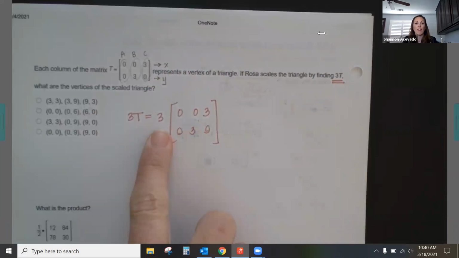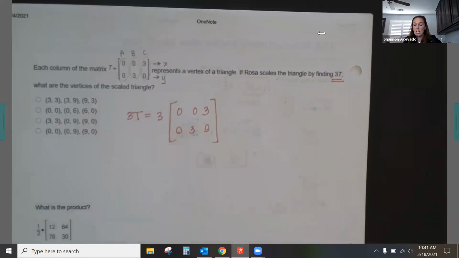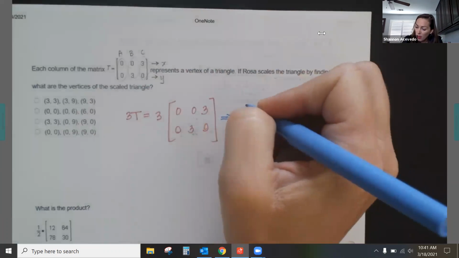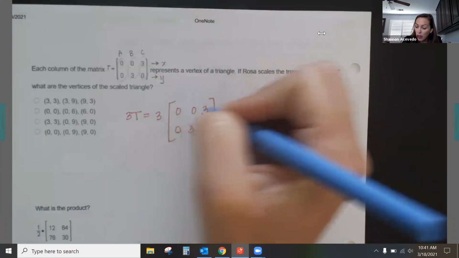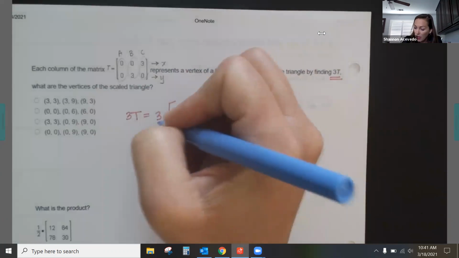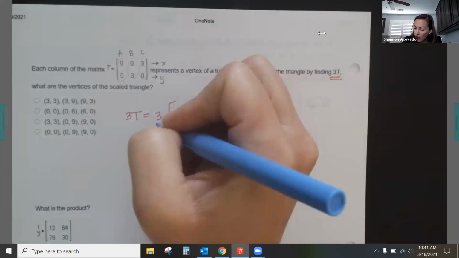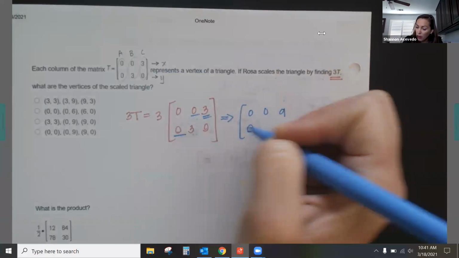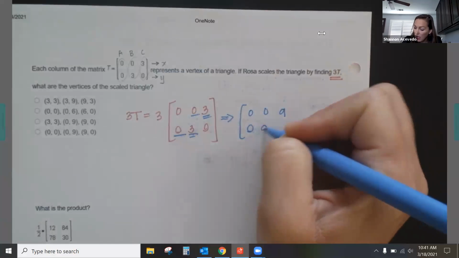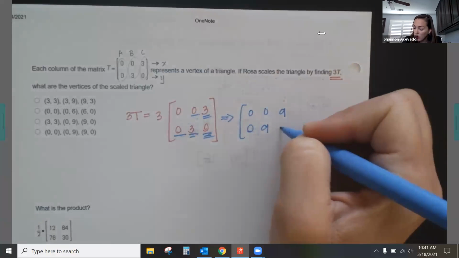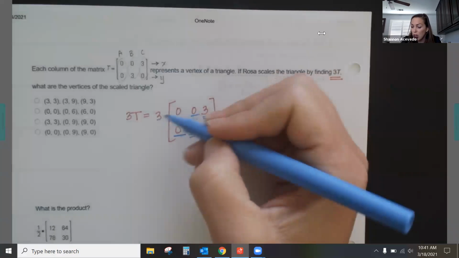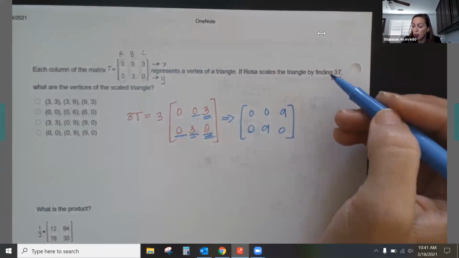And then all we need to do is multiply that to each and every term. Remember, if it's out in front, it's almost like a coefficient. It goes to each one of them, every element inside. So it's going to be 3 times 0 is 0. 3 times 0 is 0. 3 times 3 is 9. 3 times 0 is 0. 3 times 3 is 9. And 3 times 0 is 0. All I need to do is multiply 3 to each one of these values in here.